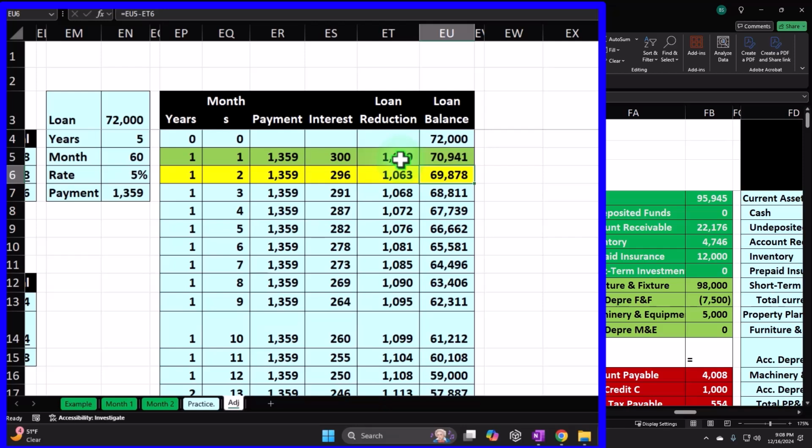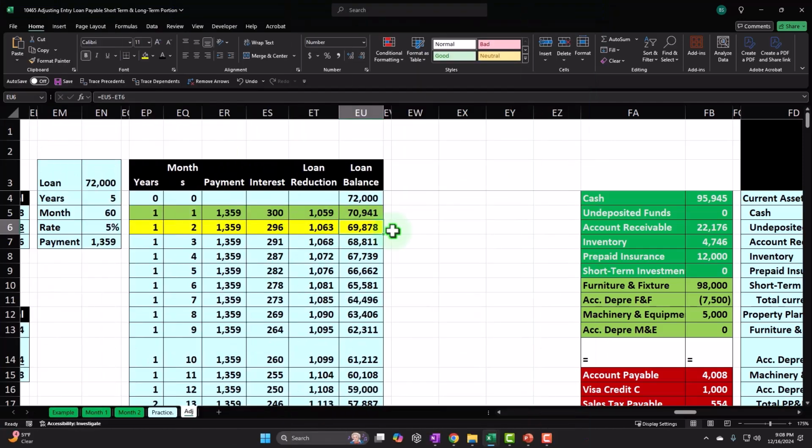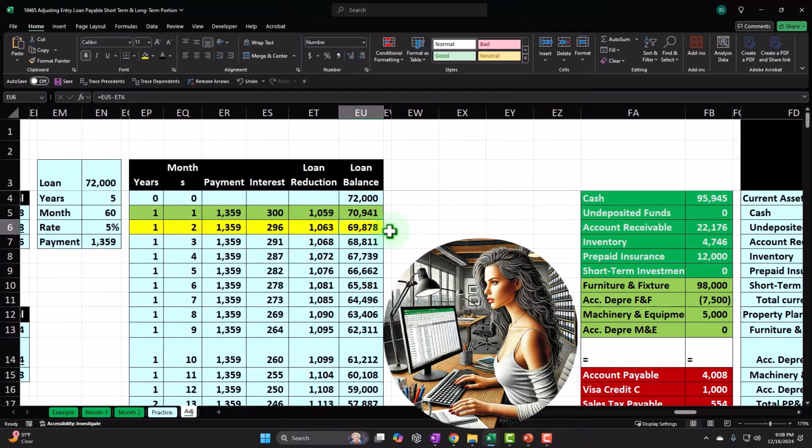Okay, that said, what we did, we put the loan on the books properly, and then we recorded our payments properly, breaking out the interest and principal, tying out the balance to what's on our general ledger each transaction. So now all we have to do on the adjusting side of things is break out the short-term and long-term portion of the loan. How do we do that?